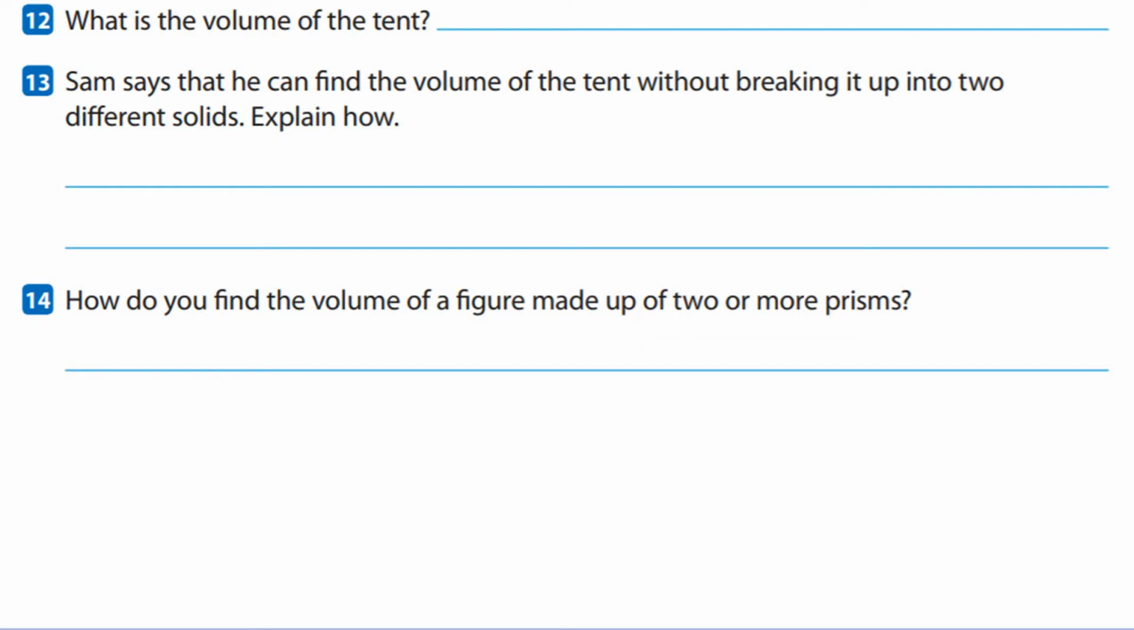Question 13. Sam says that he can find the volume of the tent without breaking it up into two different solids. Explain how. And question 14. How do you find the volume of a figure made up of two or more prisms?